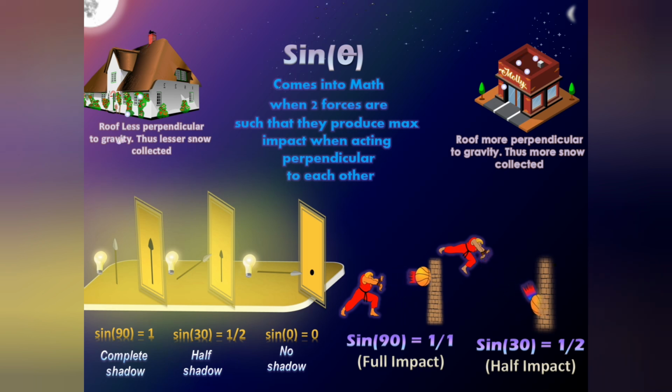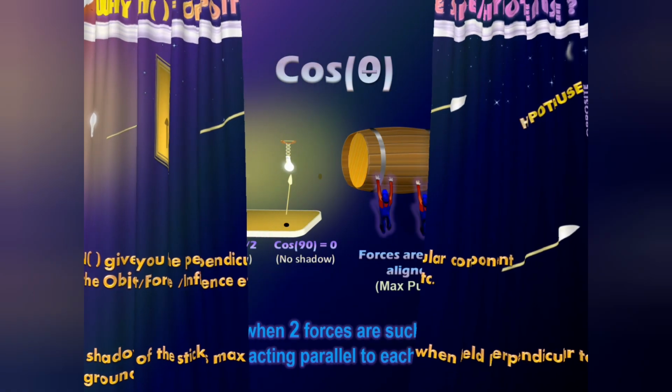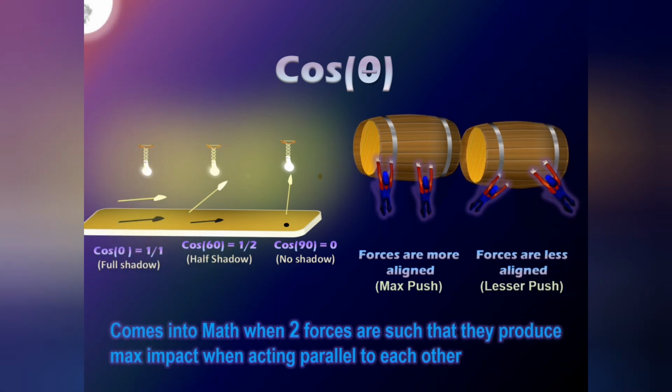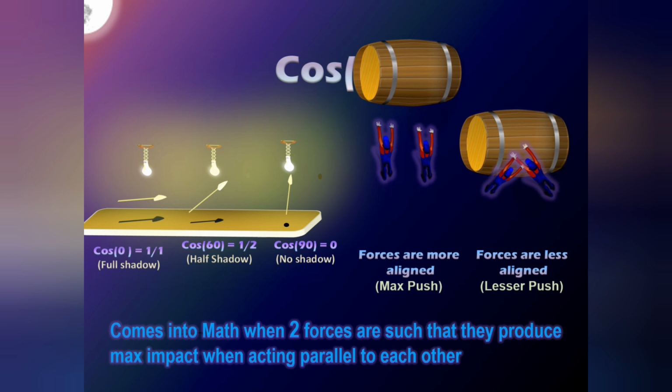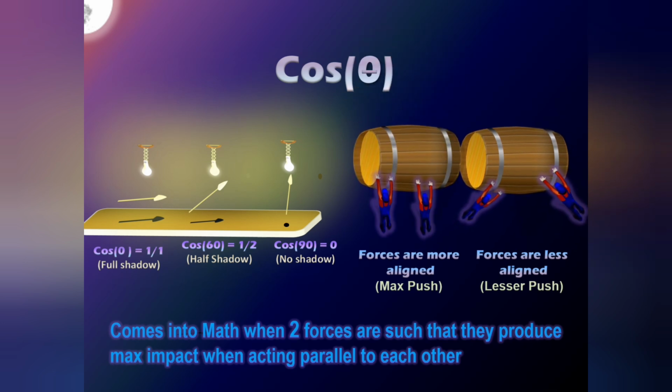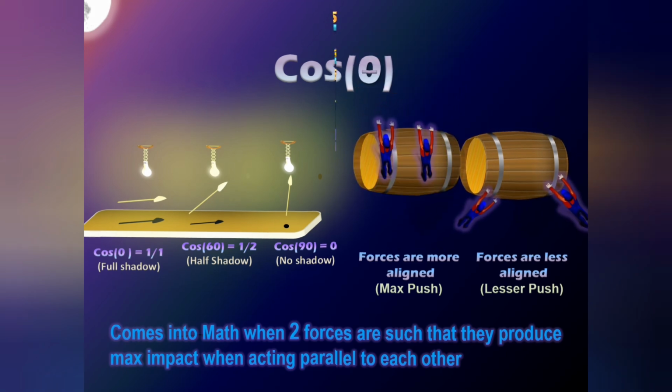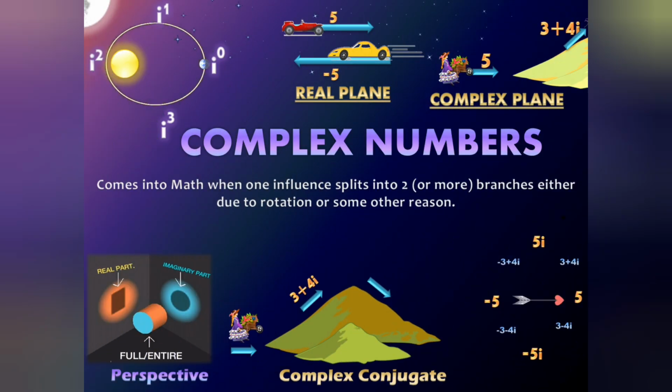Now, coming to cos theta. Cos is a measure of how much parallel 2 forces or objects or influences are with respect to each other. Say 2 forces push a drum. Won't the maximum effect be when these forces are acting parallel to each other?